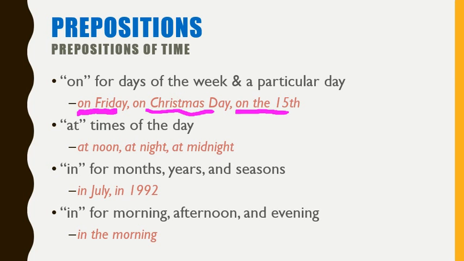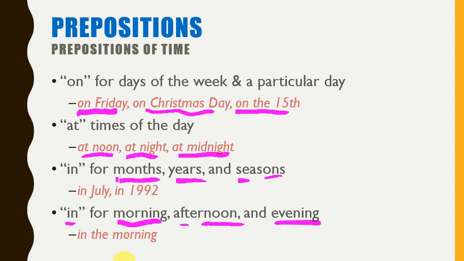How about at? At is used for times of the day, like at noon, at night, at midnight, but those particular words only, okay? Because we use in for mornings, afternoons, and evenings. In the morning, in the afternoon, in the evening. These are also different times of the day, but they're different quality of words, I suppose. And so at with those words, noon, night, and midnight, but in for morning, afternoon, and evening. Also in for months, years, and seasons, right? So in July, in 1992, in the summer, in the winter, and so on.